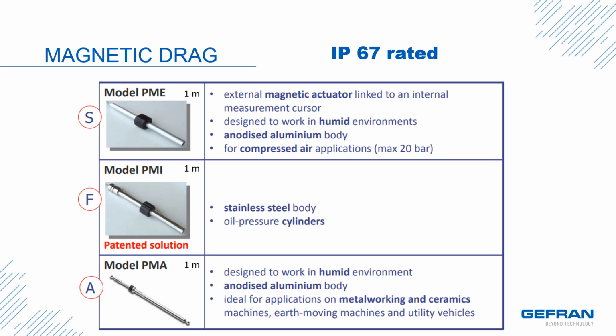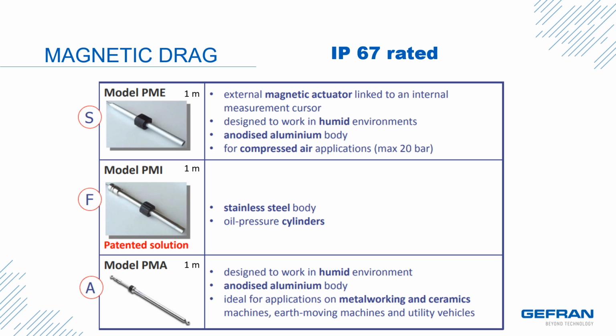Magnetic drag sensors have a sliding outside cursor that magnetically drags the internal measurement cursor. This design allows for a high IP rating of IP67. They are typically for in-cylinder linear measurement. Examples of this include our PME model. It is a cylindrical sensor designed for humid environments. It has an anodized aluminum body and can be used in compressed air environments up to 20 bar.